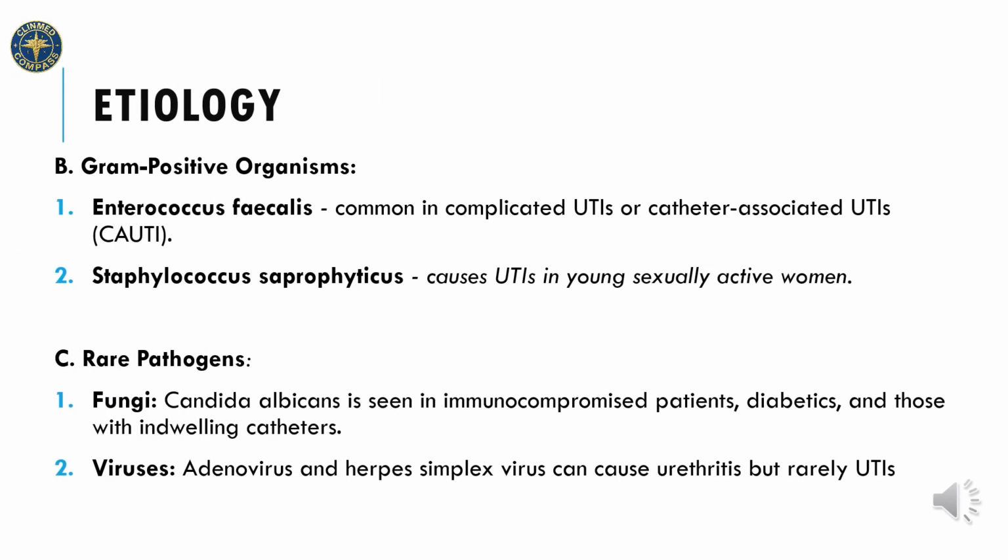Gram-positive organisms involved in UTI include Enterococcus faecalis. This is frequently found in complicated UTIs, especially when structural abnormalities or catheters are involved. Staphylococcus saprophyticus is a common cause in young sexually active women.